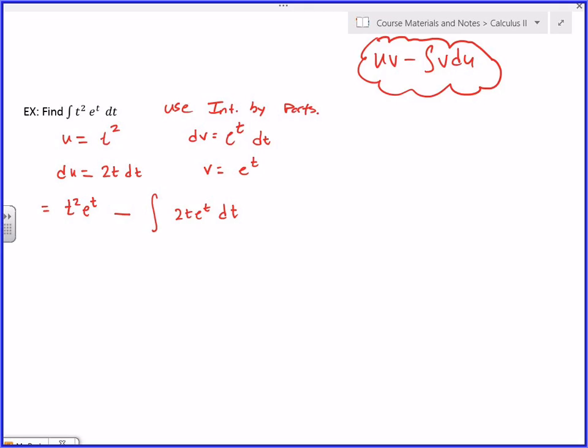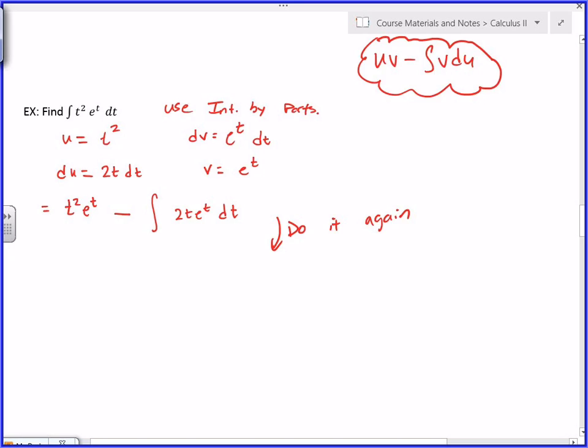It is, except it's not simple enough yet. Still got a t in there, right? So what are we going to do? Do it again, right? We made progress, tiny little step in the right direction. Let's take one more step further, okay? Let's do it one more time. Because if we do it one more time, the t will go away.